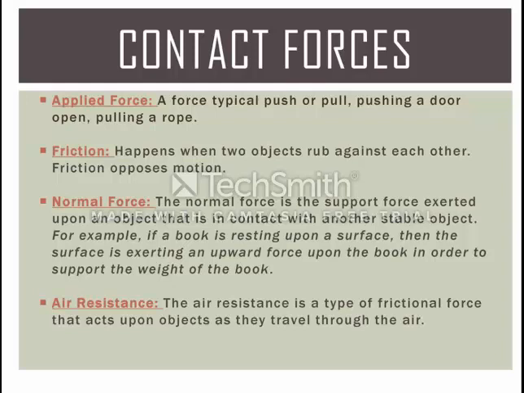Now we are coming to air resistance. It is a type of friction force that acts upon objects as they travel through the air. If you are riding a bicycle and the air is blowing in the direction of the bicycle, the speed of the bicycle will increase. But if the air is moving in the opposite direction, the speed of the bicycle will decrease. Means you have to apply more external force to ride that bicycle.